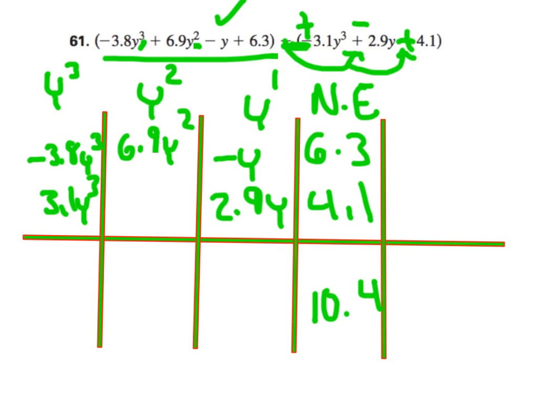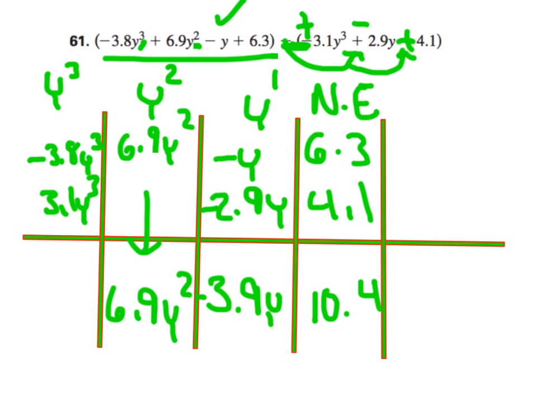2.9y minus a y is also going to equal 1.9y. Oh, I'm sorry, that's actually a negative, so we're not going to do that. Did you catch my mistake there? So, I'm just not going to edit this out because I feel like anyone can make a mistake, so it's going to be easier like that. So we're going to have negative 3.9y. Now for y to the second, we can just bring that down, so we'll have 6.9y to the second.